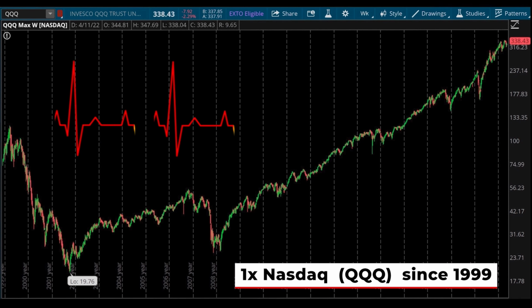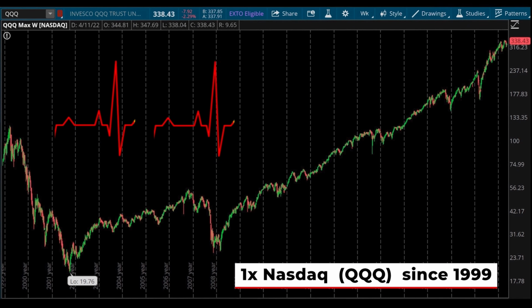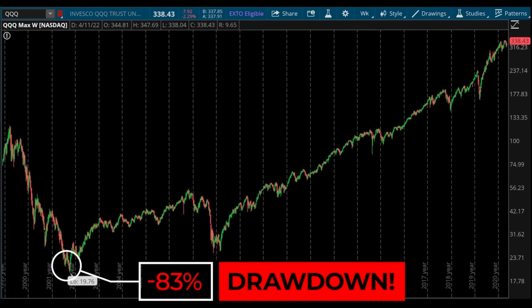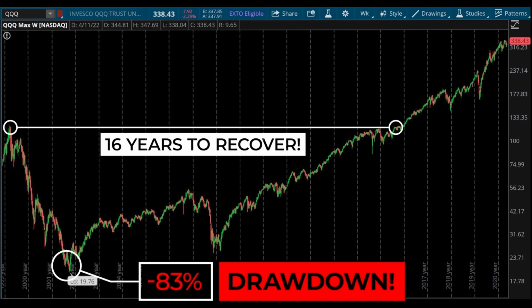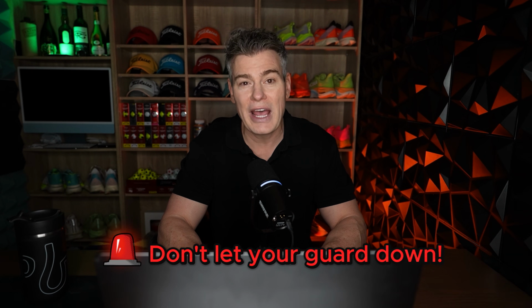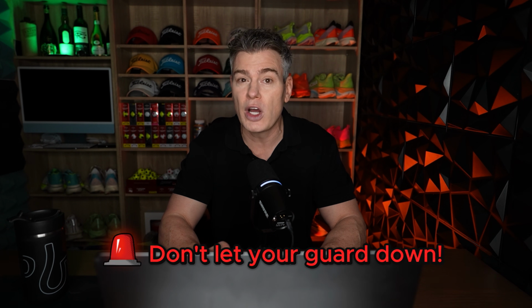And for this one, it should have an R rating stamp on it, because here is just the 1x non-leveraged NASDAQ index going back to 1999. There's no leverage being used here, and that's an 83% drawdown with a full 16 years of recovery just to clear that previous high in 2000. That's what happens when investors don't have an effective trading system for drawdown reduction.